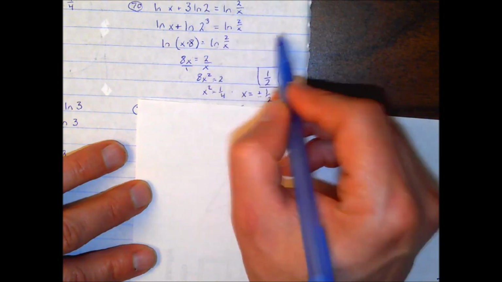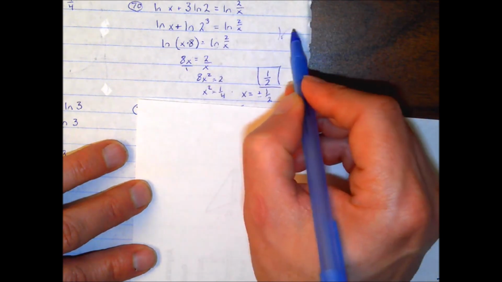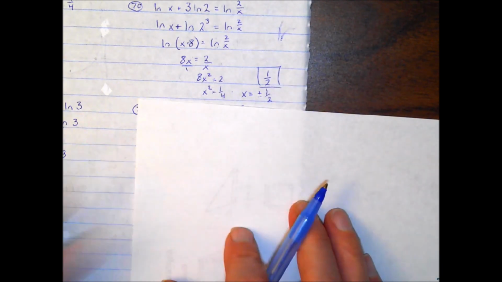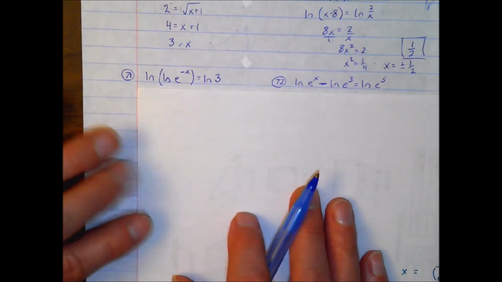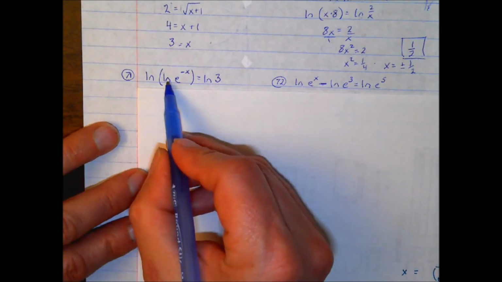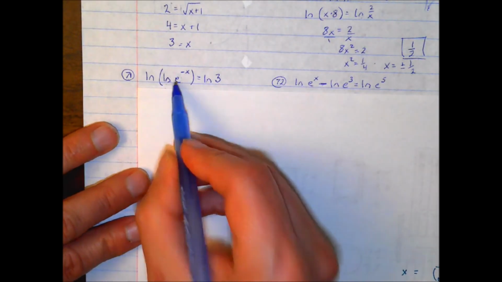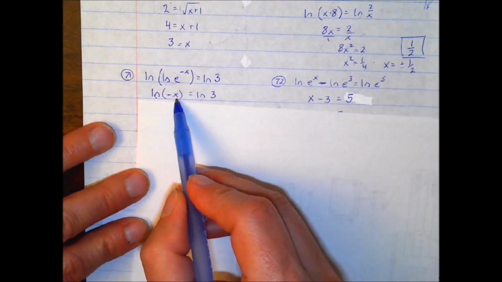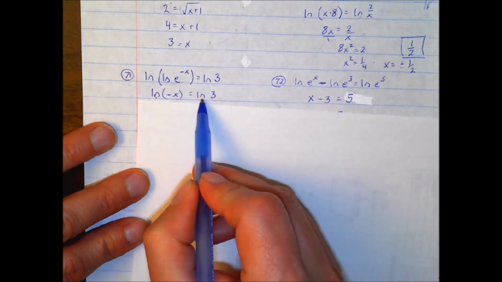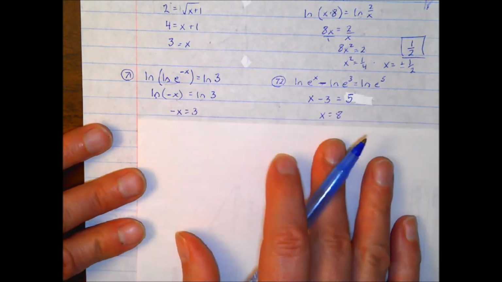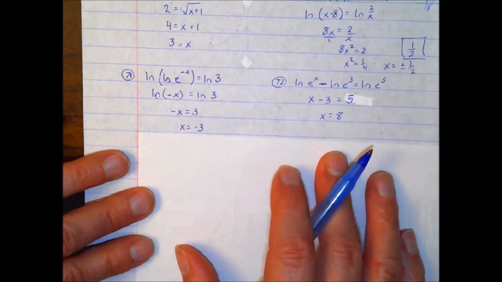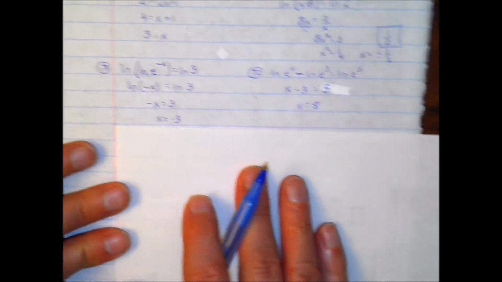71. Natural log and e cancel each other out, so I just have a negative x there. Since they're both natural logs, I know that negative x has to equal 3. Therefore, x equals negative 3. 72. These cancel, so I just have x. These cancel, I just have the 3. These cancel, I just have the 5. Add your 3 over, you get x equals 8.